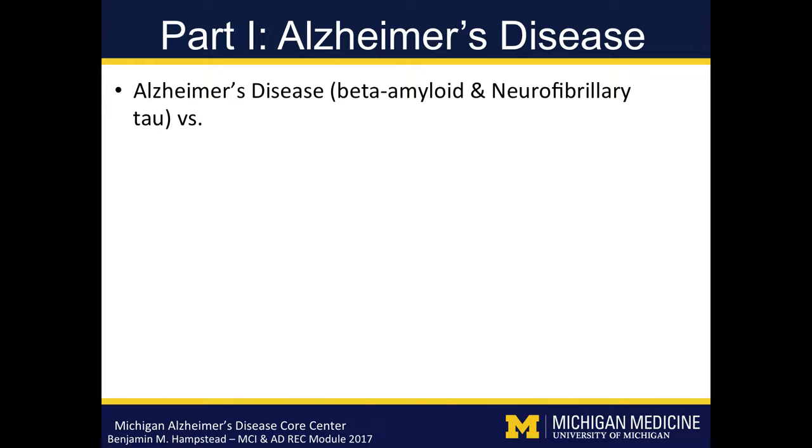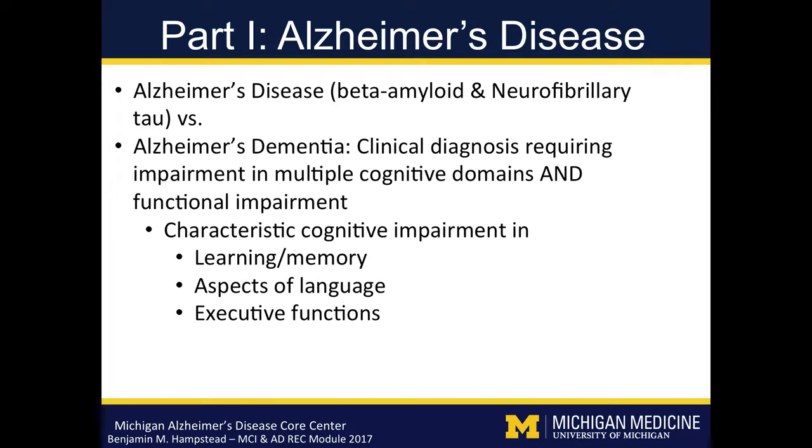So as I mentioned, Alzheimer's disease is the actual disease process. It's the accumulation of beta amyloid and neurofibrillary tau plaques within the brain. This is distinct from Alzheimer's type dementia, which is a clinical diagnosis that requires impairment in multiple cognitive domains and functional impairment, characterized especially by learning and memory, aspects of language, and executive functions that, again, we'll come back to in just a little bit.